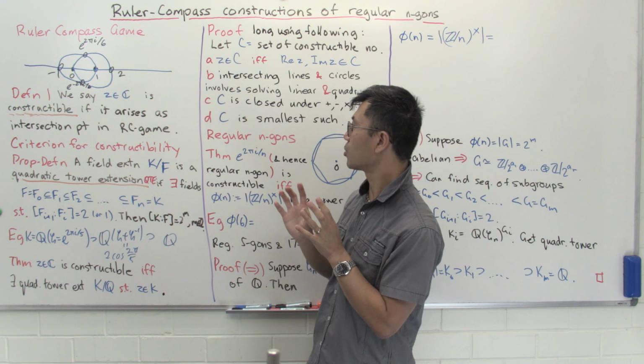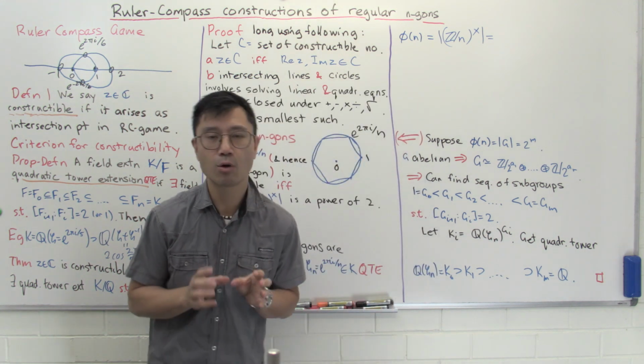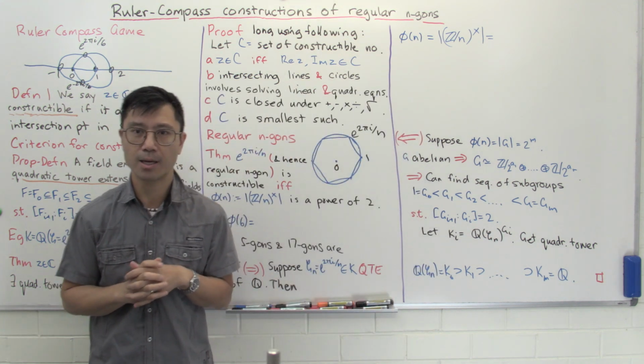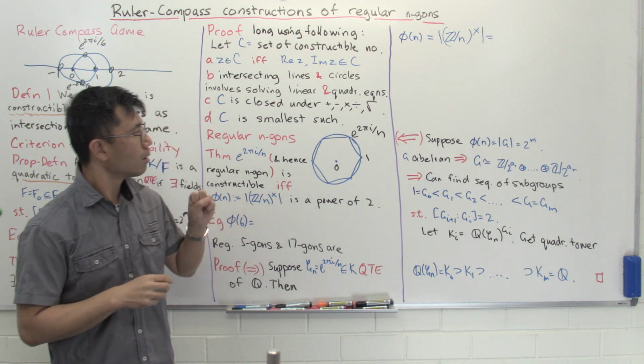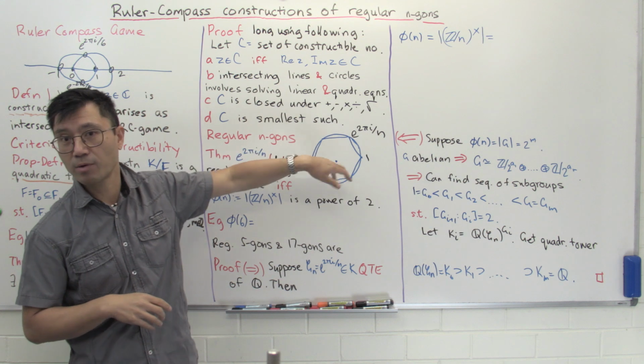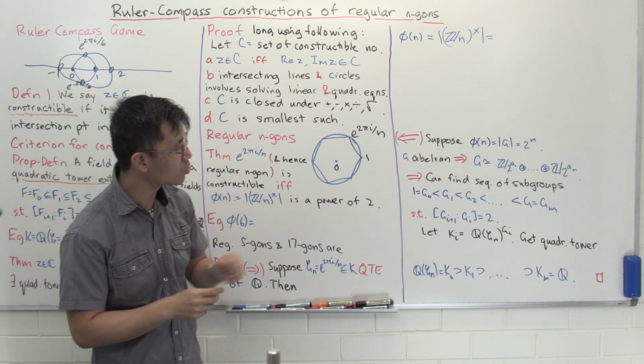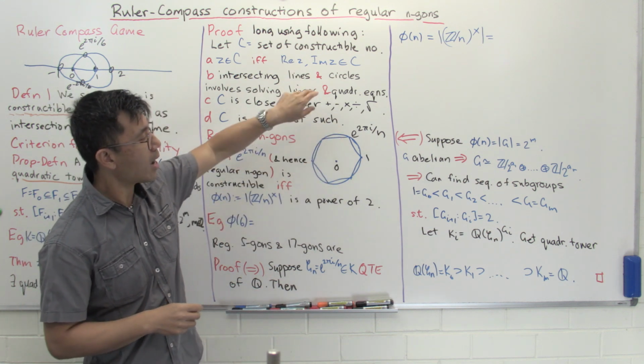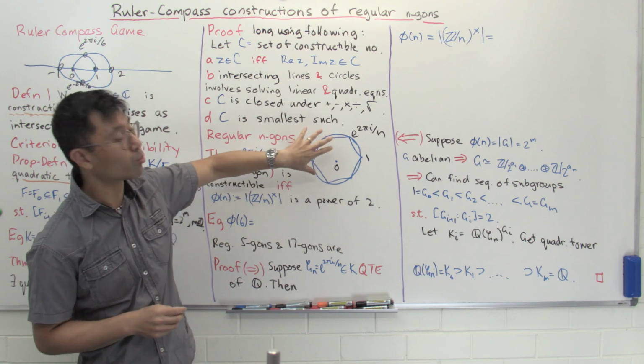So next what I want to do is to look at the special case of a regular n-gon. The question here is basically, can you construct a regular n-gon? An example that you should know is that you can easily construct a regular hexagon with a ruler and compass.